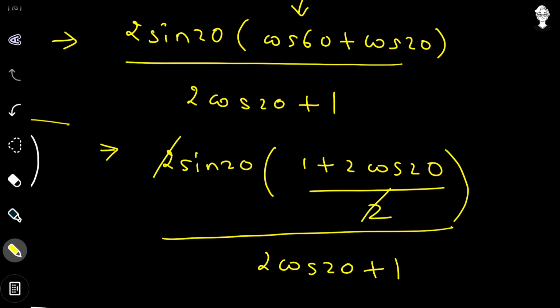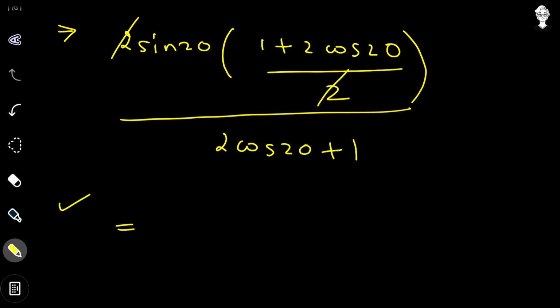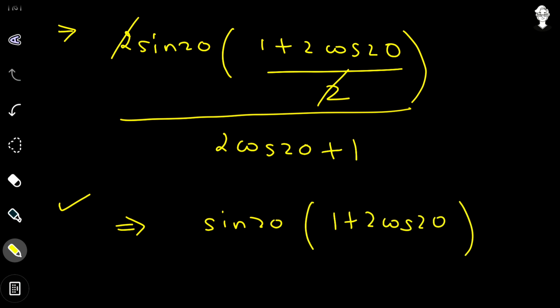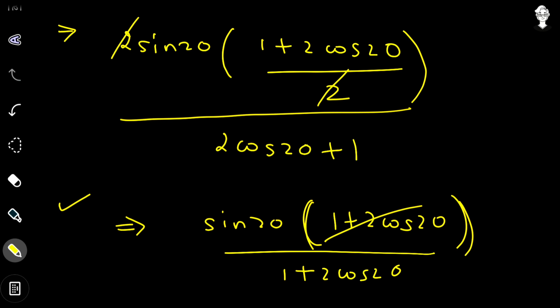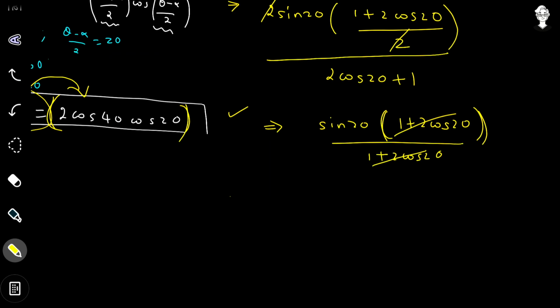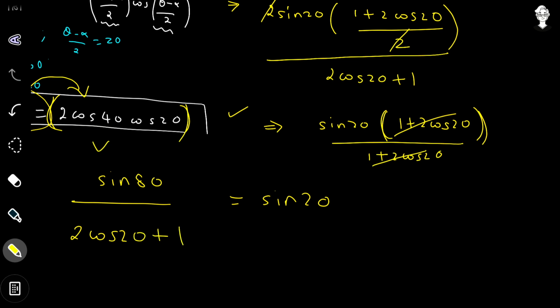Now this 2 and this 2 can be cancelled out. So now what we have is sine of 20 degree multiplied with 1 plus 2 times cos of 20 degree, and in the denominator we have 1 plus 2 times cos of 20 degree. As this complete thing is in multiplication, we can cancel out this and this. So after all this cancellation, the final thing that we have is sine of 20 degree, and this thing was equal to sine of 80 degree upon 2 times cos of 20 degree plus 1. This was the original thing that we were simplifying, so we finally got sine of 20 degree.